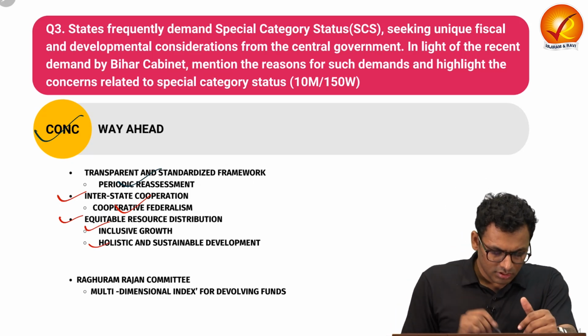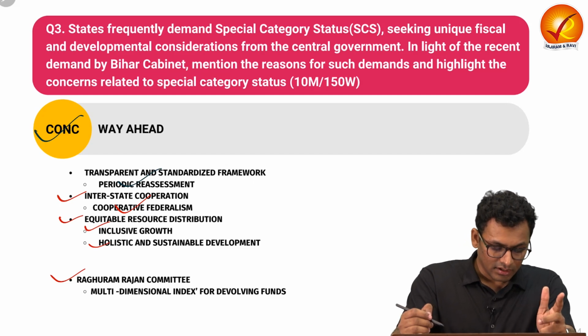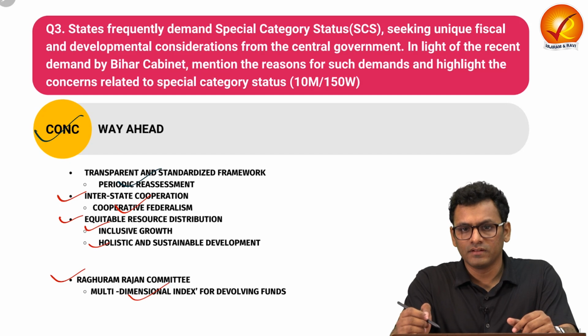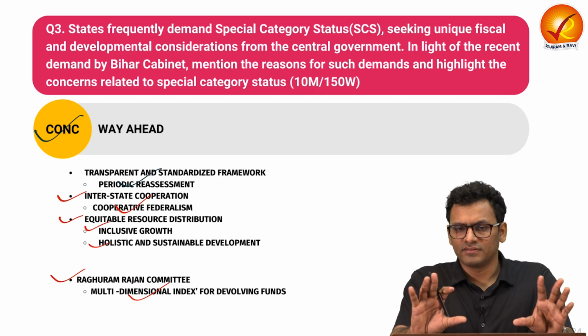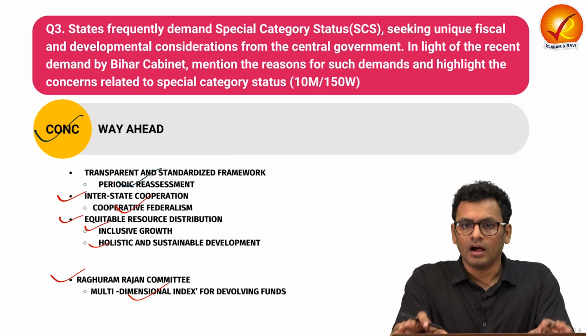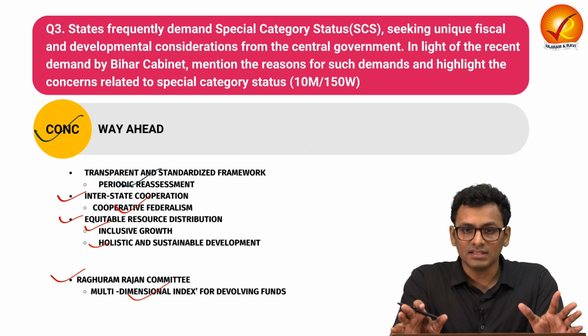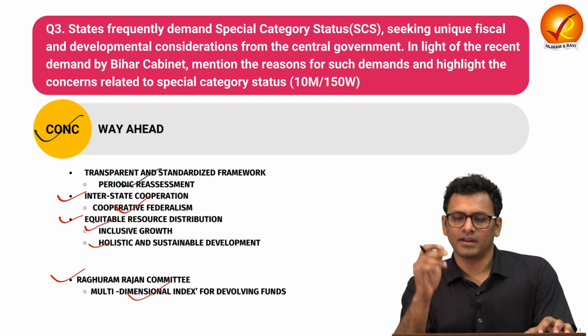You can also talk about how, instead of special category status, there is a committee by Raghuram Rajan which talked about a multi-dimensional index for devolving funds to ensure that the funds are divided among different states based on their need. Again, this is an element of asymmetric federalism. So this is there for question number 3. Let's see the model answer and understand how we can inculcate the same in our answer writing practice.